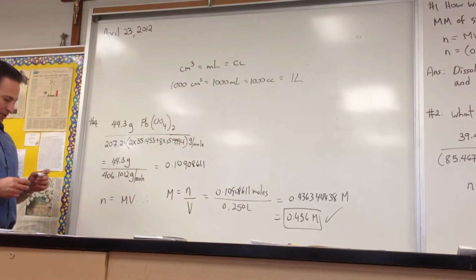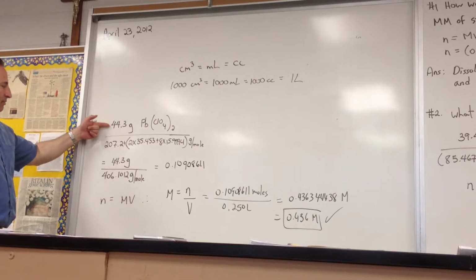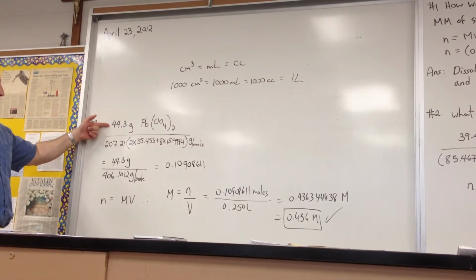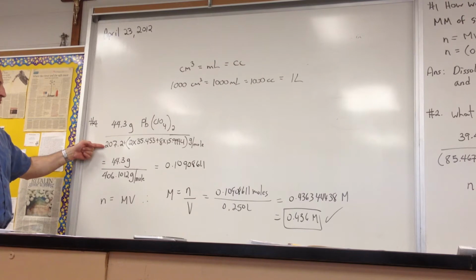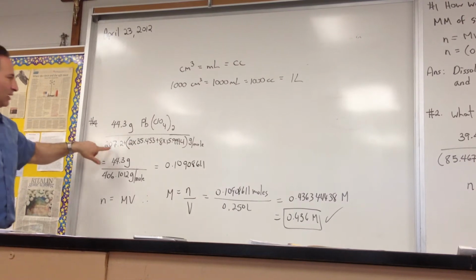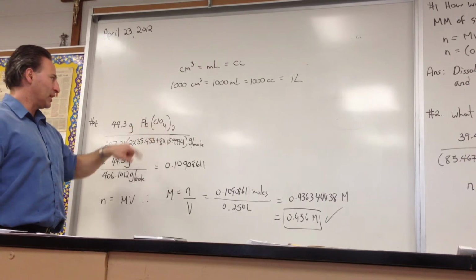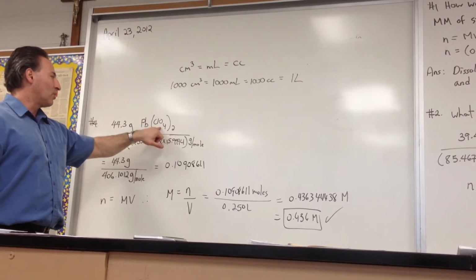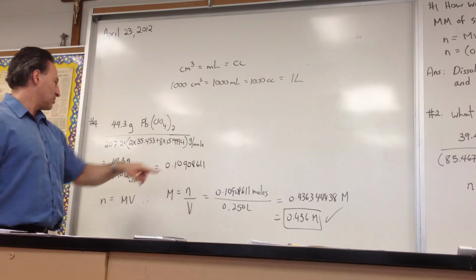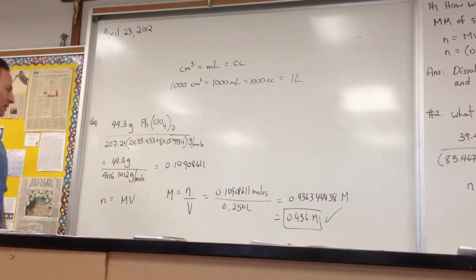We start solving the equation by dividing the mass of plumbus perchlorate by the molar mass of plumbus perchlorate. Here's the mass of lead. Here's 2 times the mass of chlorine, because there's a 2 outside the bracket, which means there are 2 chlorine atoms. And 2 times 4 oxygen atoms gives us 8 oxygen atoms, so the total mass comes out to 406.